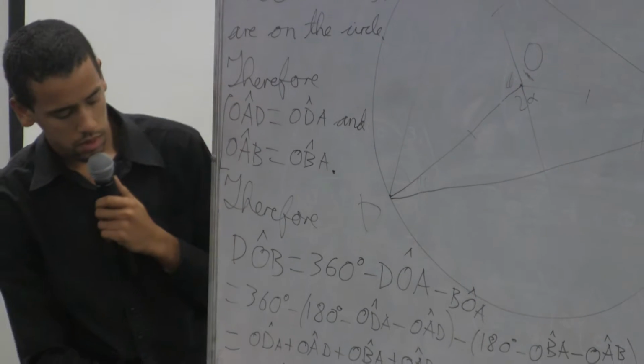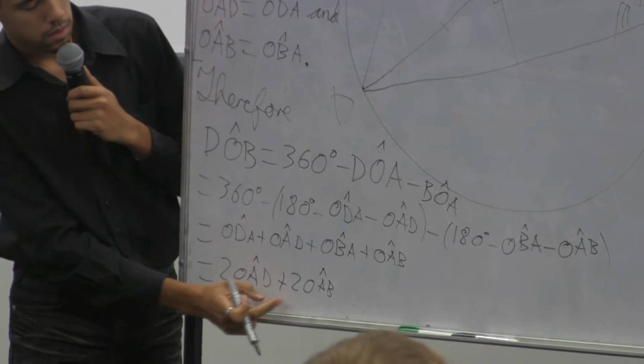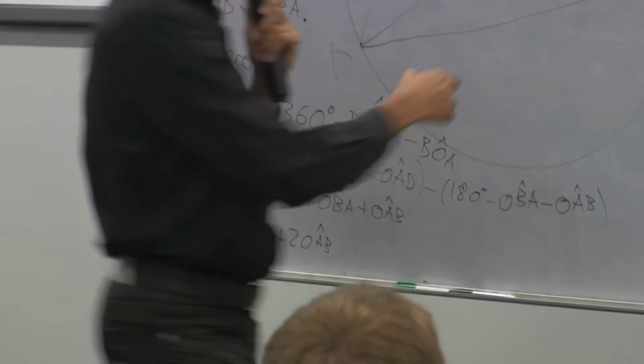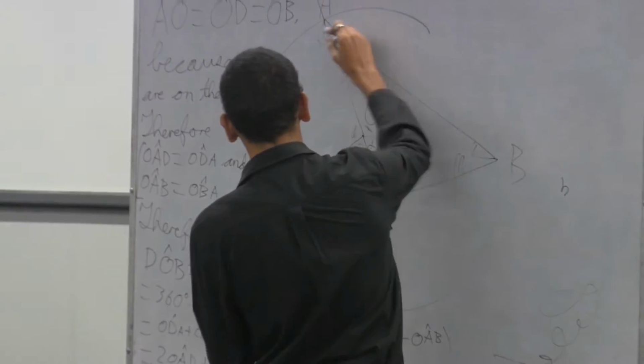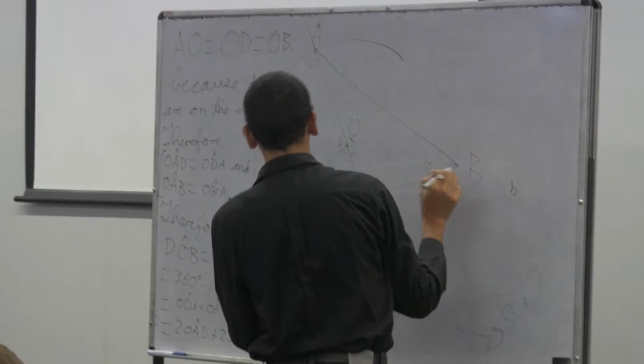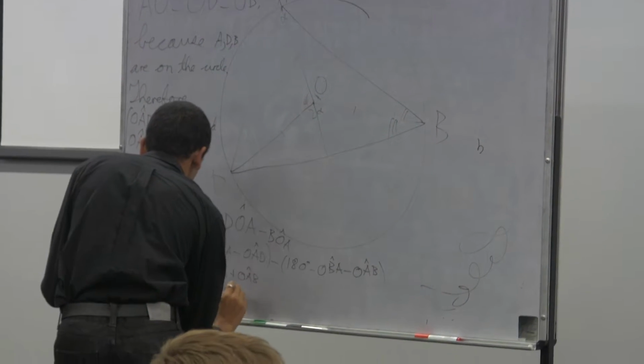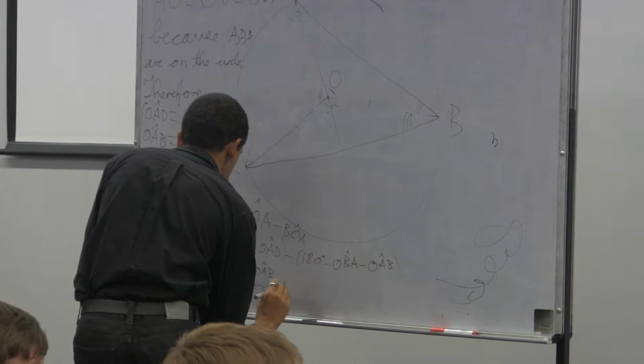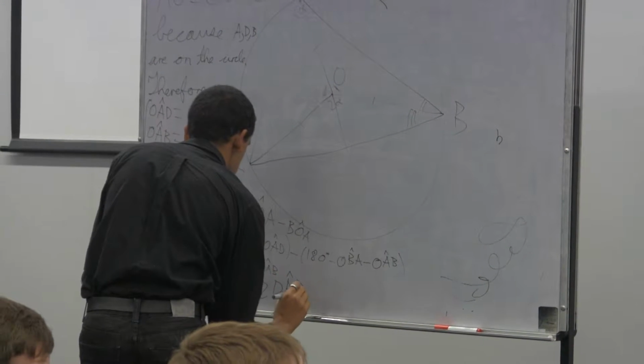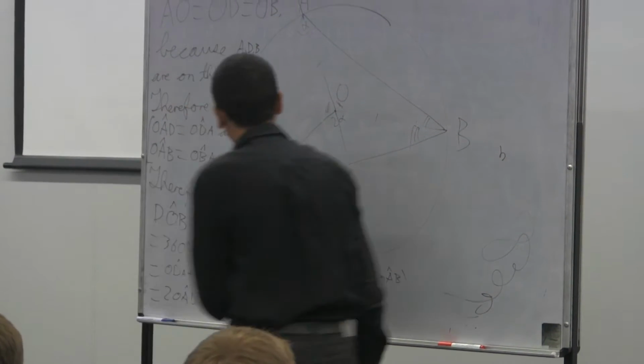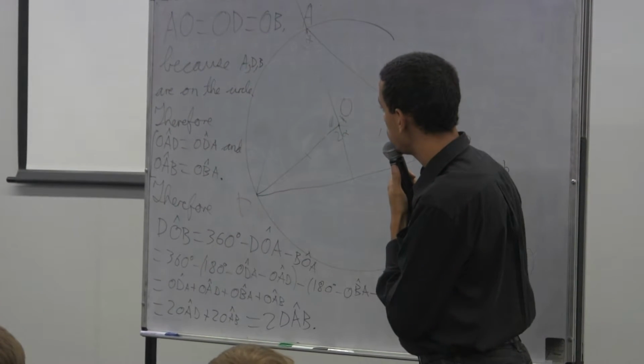Cool, now it's kind of easy. We take out the factor of 2, OAD plus OAB. If you look here, OAD, OAB combines to give you DAB. Cool. And there you're done.